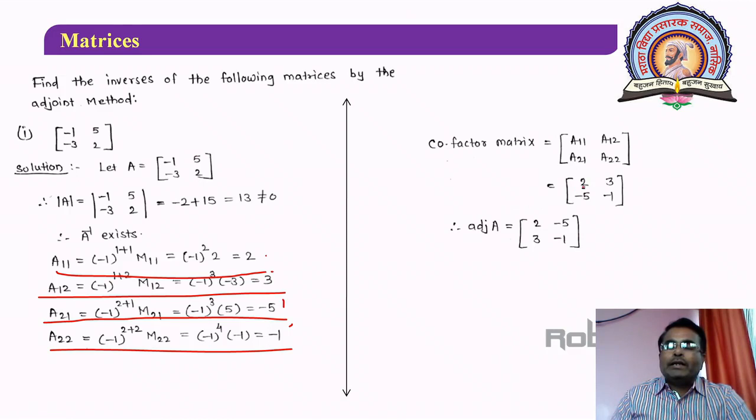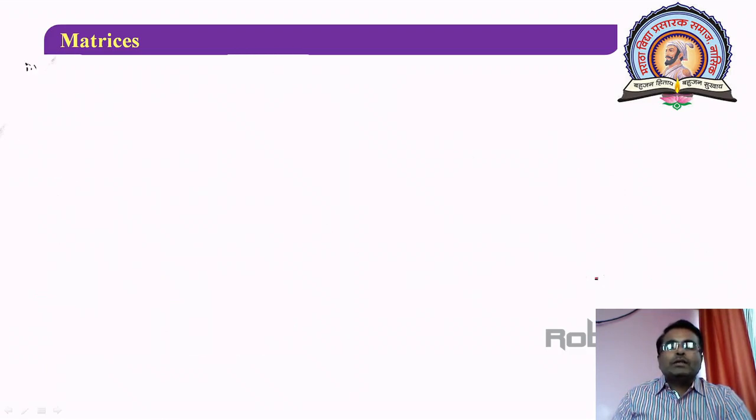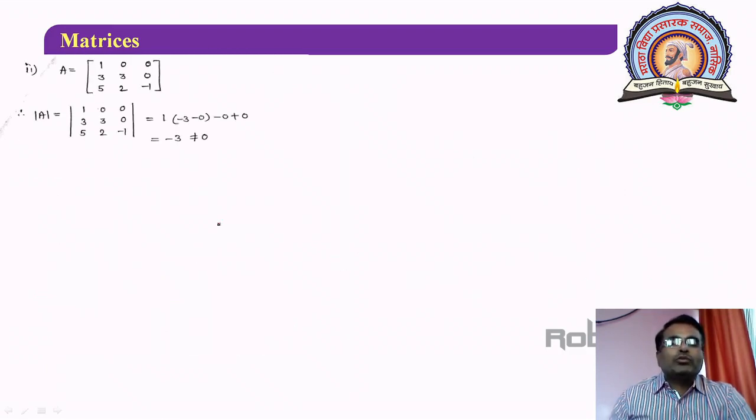Adjoint is obtained by taking the first row as the first column and the second row as the second column, that is, the transpose is taken. Then you have to find A inverse by using the formula A inverse is equal to 1 upon determinant A into adjoint. So 1 upon 13 and this is your adjoint, 2 minus 5, 3 minus 1. Is that clear?